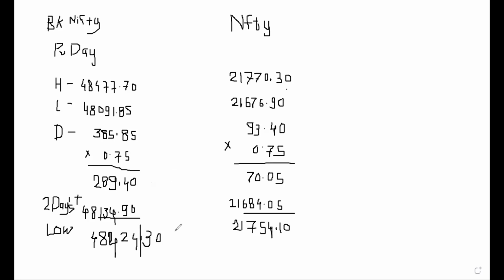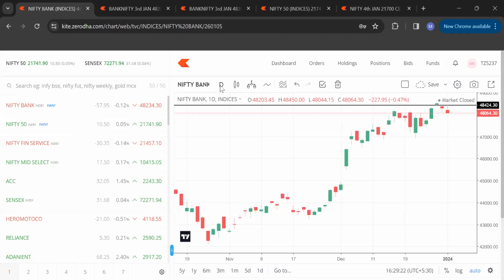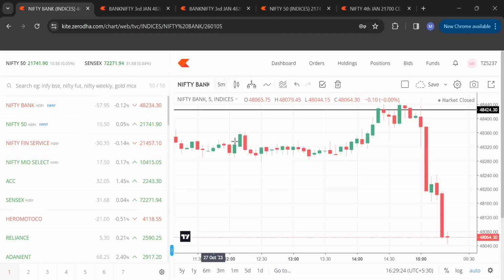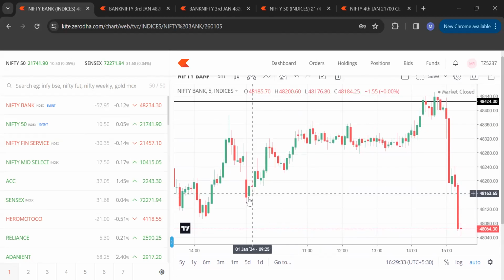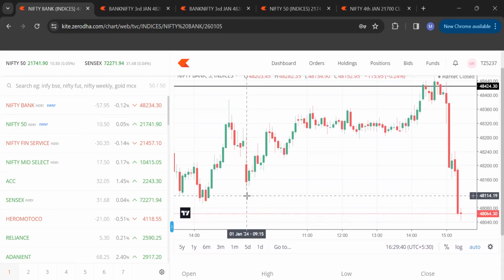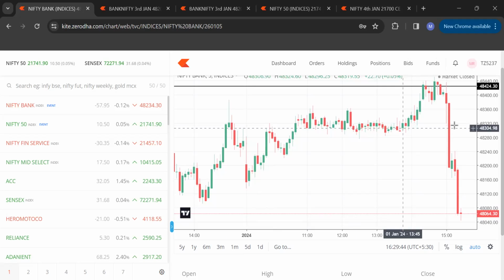Now, how to track this particular move? Whatever is the low, see, the movement should be from low to high. That's all. Okay, whenever from low to high that movement takes place, you can know it. Now see, this is the low of today, 48,152, and if you will see 134.